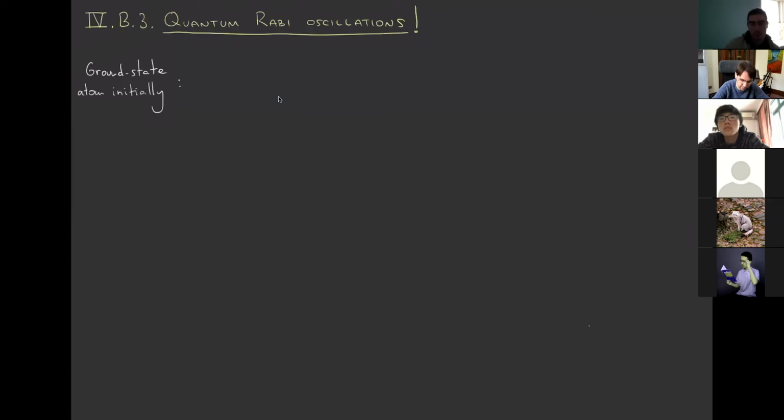And this essentially means that our starting state at time 0 is going to be essentially the following superposition. So we allow the field to be in any kind of superposition of Fock states. So it's the most general pure state, only pure states, but the most general pure one. But the atom is in the ground state, that's fixed.